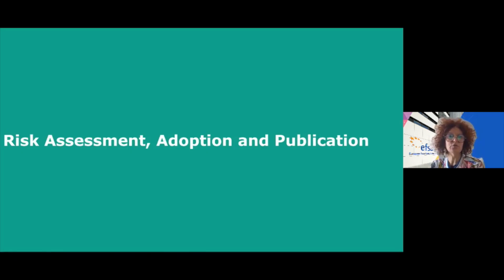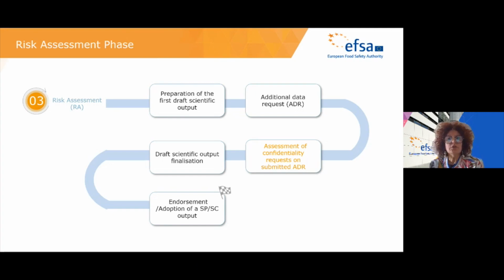Now I will have a few slides to go to the next step, which covers the risk assessment, the adoption and the publication. Not a lot of changes, so not a lot of new information. There's a preparation of the first draft of the scientific output by the working group. The working group might need to complement and request additional data. The novelty here is that if this additional data, submitted via the electronic submission food chain, contains confidential information, we will have an assessment of these confidentiality claims. Then the draft scientific output moves to finalization, and finally an endorsement and adoption by the scientific panel.